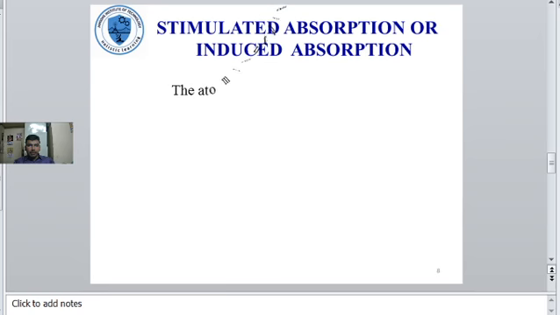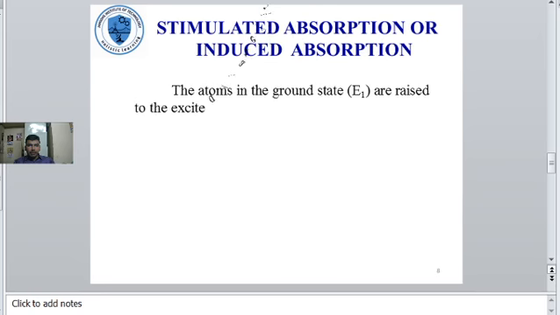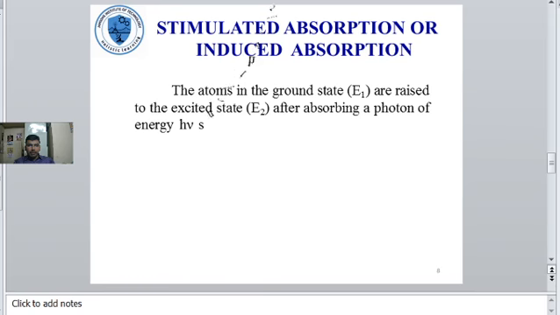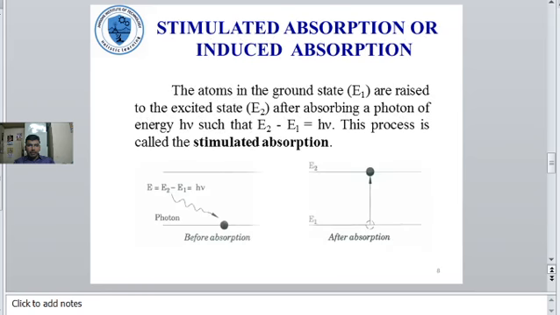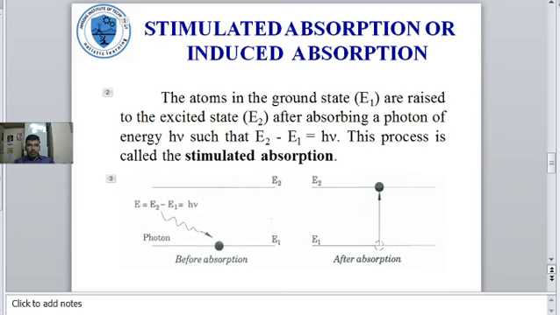Stimulated absorption or induced absorption. The atoms in the ground state E1 are raised to the excited state E2 after absorbing a photon of energy h nu, such that E2 minus E1 equals h nu. This process is called stimulated absorption.